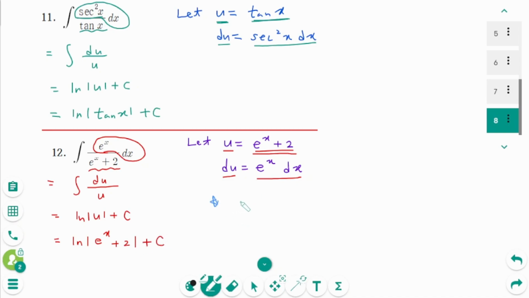In here, e to the power of x is always greater than 0. So e to the power of x plus 2 is also always positive. Then you can change to the bracket, e to the power of x plus 2, close the bracket, plus c, not absolute value sign.